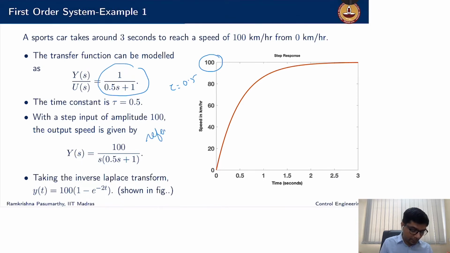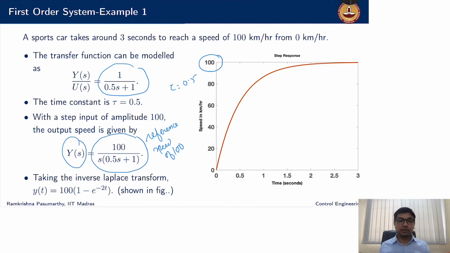speed, or desired speed, of 100. I just check what is the y of s for this step of size 100. I do the inverse Laplace transform and I get something like this. If I plot it, I start at t equal to 0 at speed 0. By the time I reach 3 seconds, I'm already at 100 kilometers per hour.